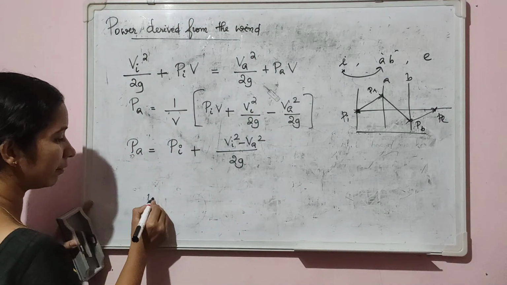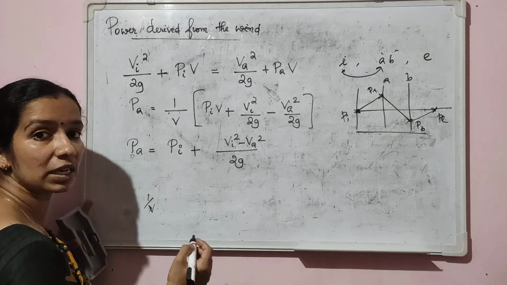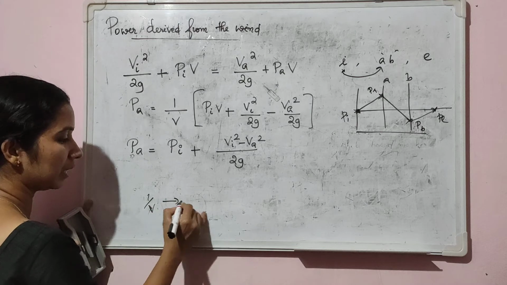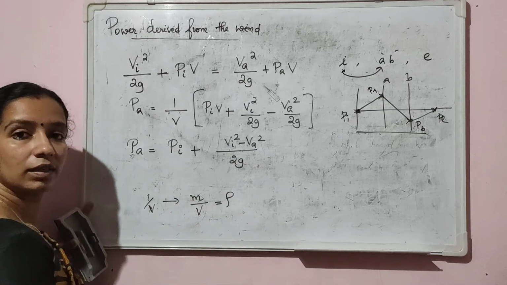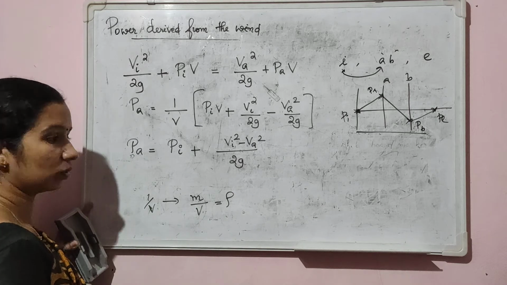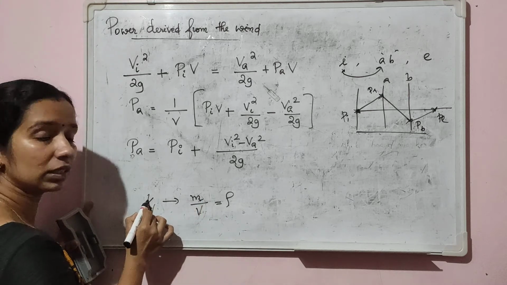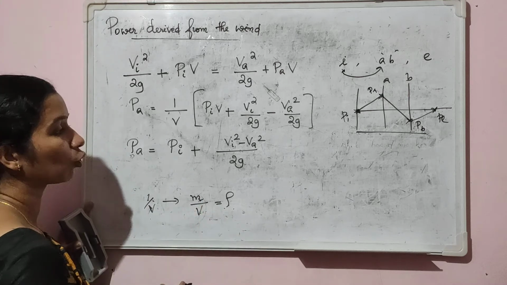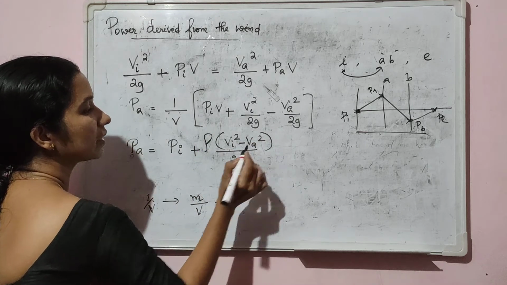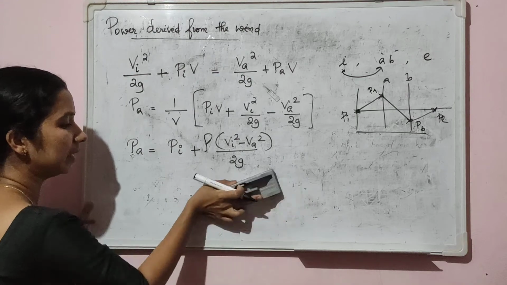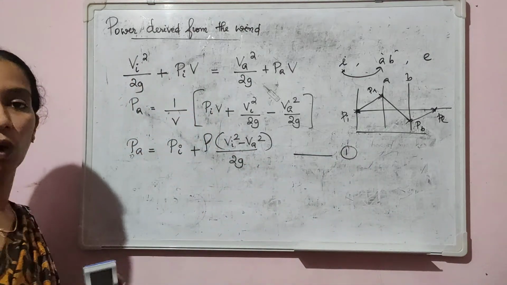So what is 1 by V? Here we have considered the mass as unity, 1. So I can write 1 by V as mass divided by volume, which is the density of air, rho. Mass divided by volume is rho, and here we have considered mass as 1, so 1 by V can be written as rho. So Pa is equal to Pi plus rho into Vi square minus Va square divided by 2G. Mark this as equation number 1.